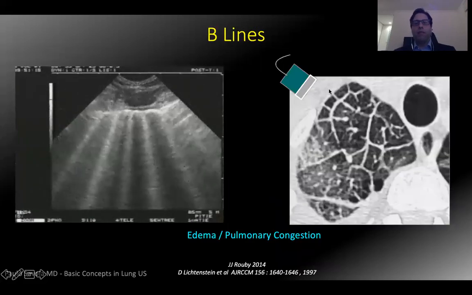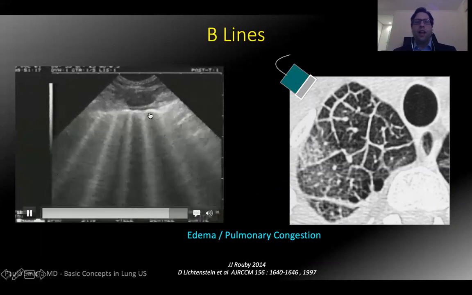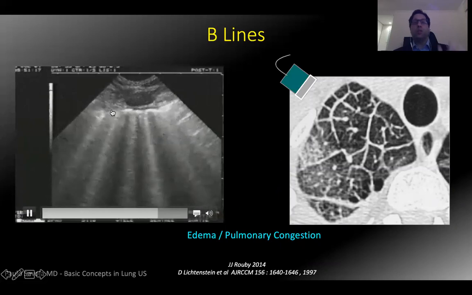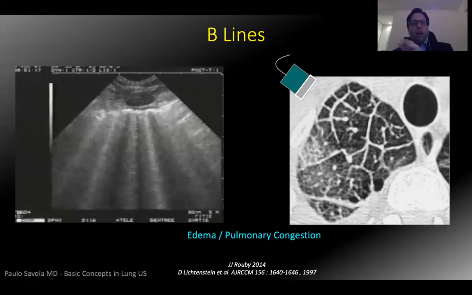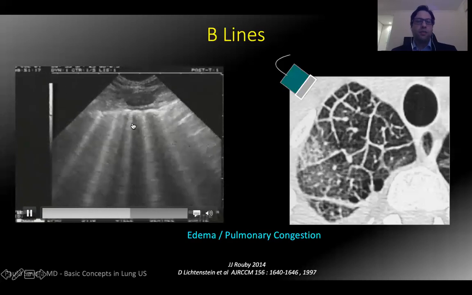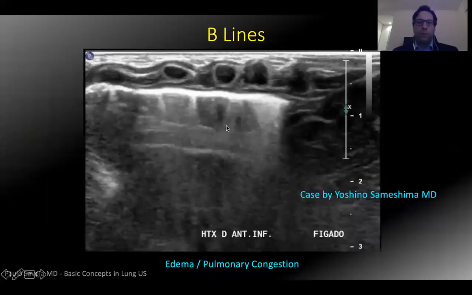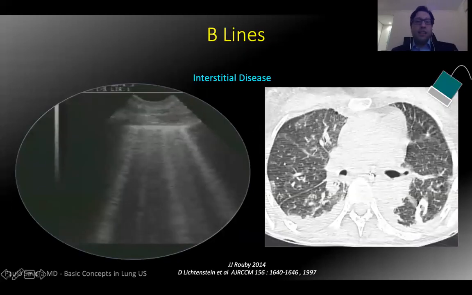So in this example we have in the CT thickening of interlobular septa, and if you place your transducer right here, you'll have B lines regularly spaced from each other that represent the secondary pulmonary lobules, okay? So these are the septa thickened, okay? Another example, this is a beautiful case from Yoshino Sameshima. She saw in a small child here thickening of interlobular septa. You can see B lines here regularly spaced in the case of edema, congestion of the lungs, okay?